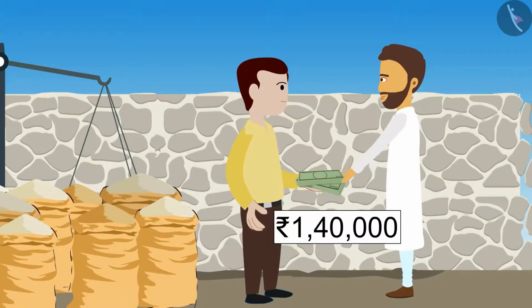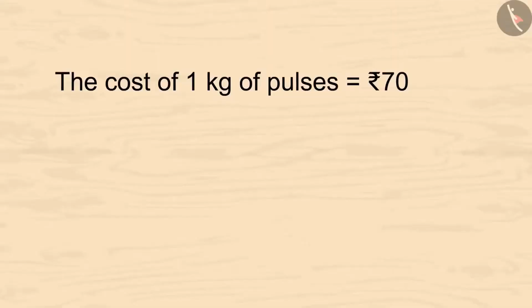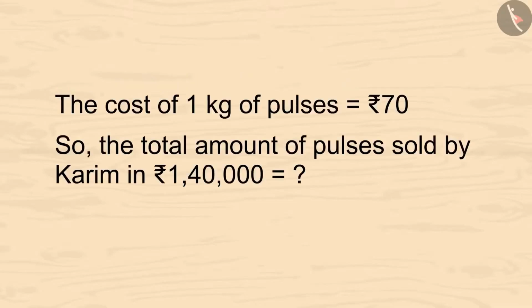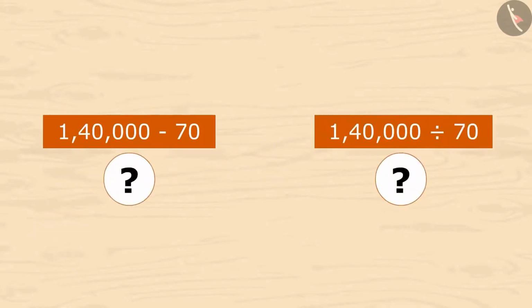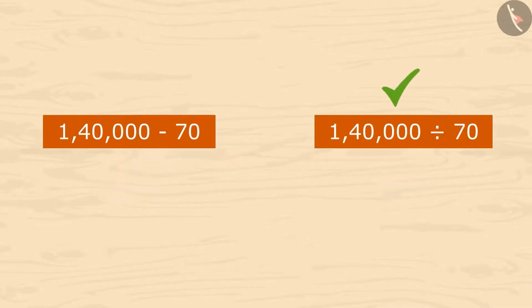Kareem is very happy. Kids, if the selling price of 1 kg of pulses is 70 rupees, then how many kgs of pulses did Kareem sell? Kids, you can pause the video and calculate it. Should we subtract or divide 70 by 1,40,000? Yes, you are right. We will divide.